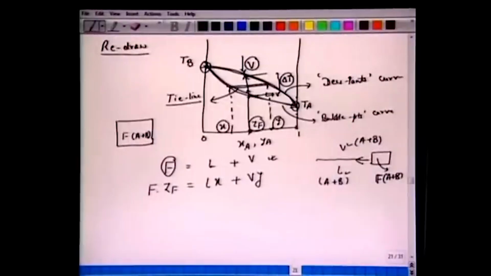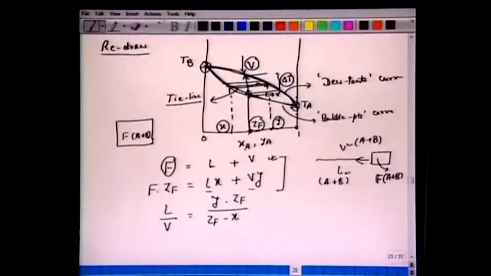So now you should be able to understand the meaning of this tie line, the horizontal tie line which you have drawn here, corresponding to the ZF anywhere in between. This gives you Y1, X1, Y2, X2, Y3, X3 at this temperature. Essentially, A is distributed between the liquid phase and the vapor phase. With these two equations, one can write L over V as Y minus ZF over ZF minus X.